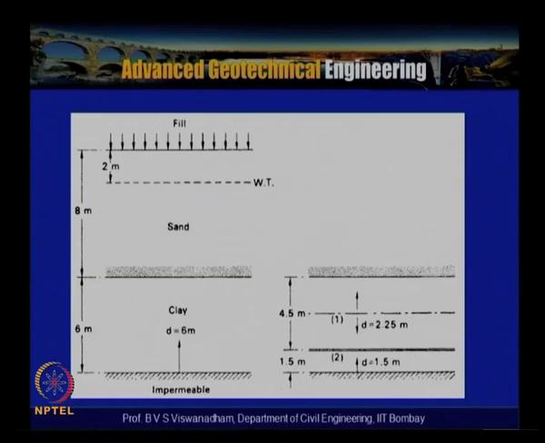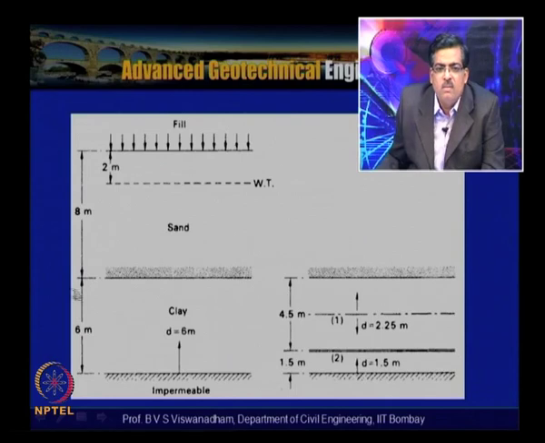So here, a thin layer of freely draining sand exists 1.5 meter above the bottom of the clay layer, and we want the values of the final and 3 year settlements. The strata given in the problem are explained here. The bottom layer is impermeable and the upper layer is sand.